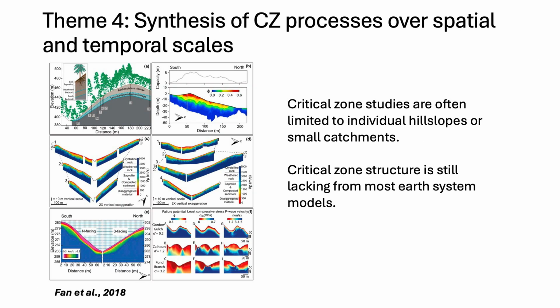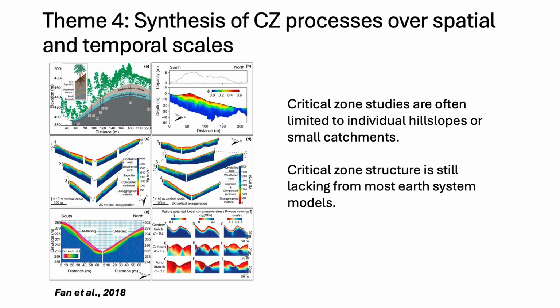Now, the last theme is the synthesis of CZ processes over spatial and temporal scales. So oftentimes critical zone studies are focused on individual hill slopes or small catchments. This is a nice kind of summary diagram of some geophysical measurements of weathering across a few different landscapes. And while I think hopefully have demonstrated the importance of quantifying this subsurface layer and the subsurface critical zone structure, it is still lacking for most Earth system models. So we need the ability to scale up to larger spatial scales.